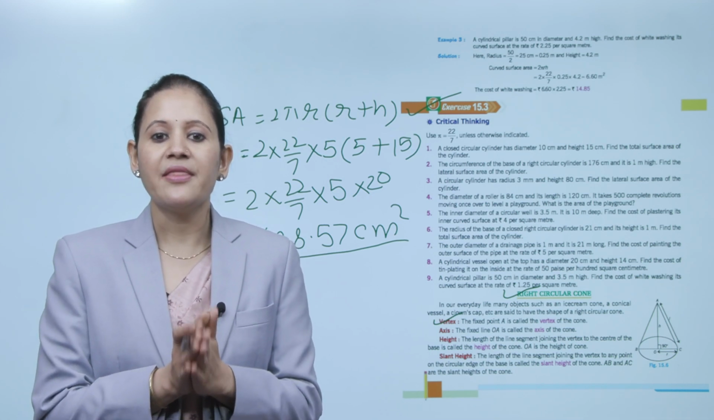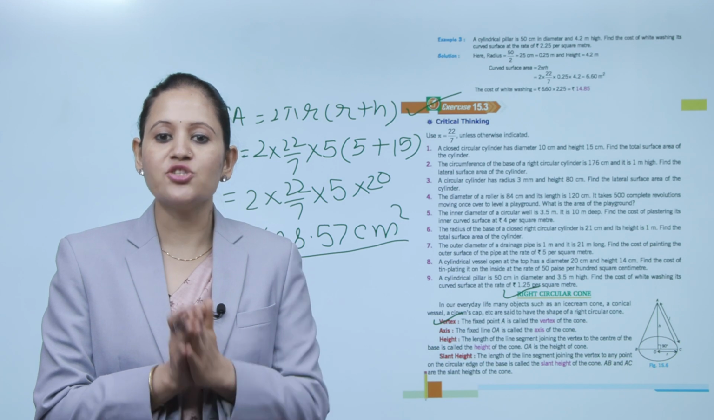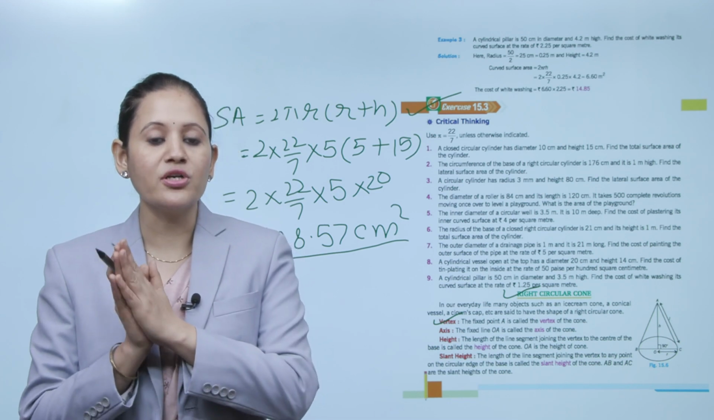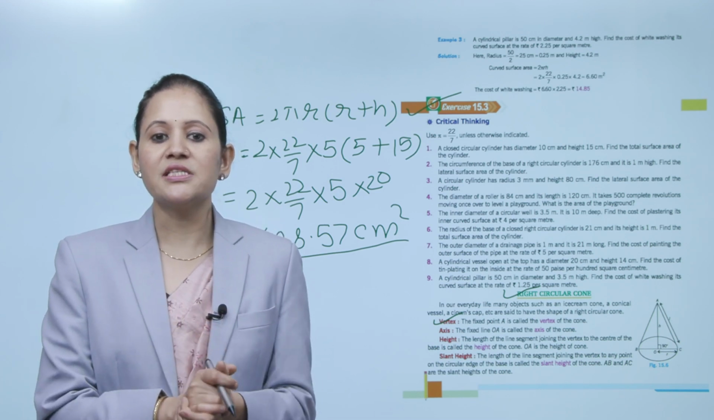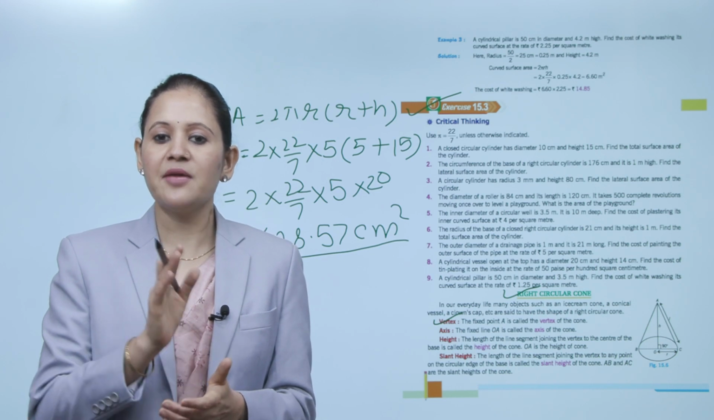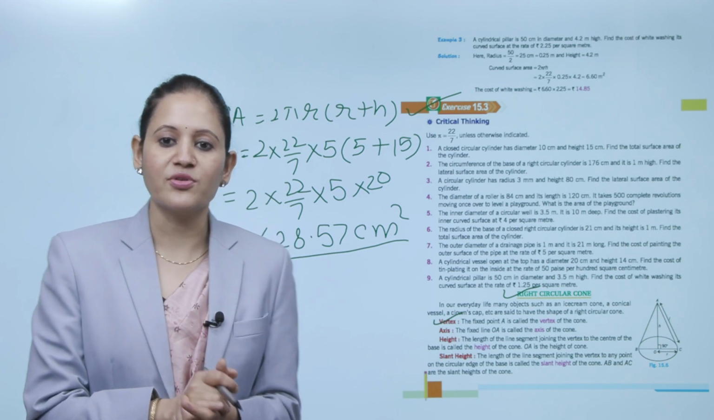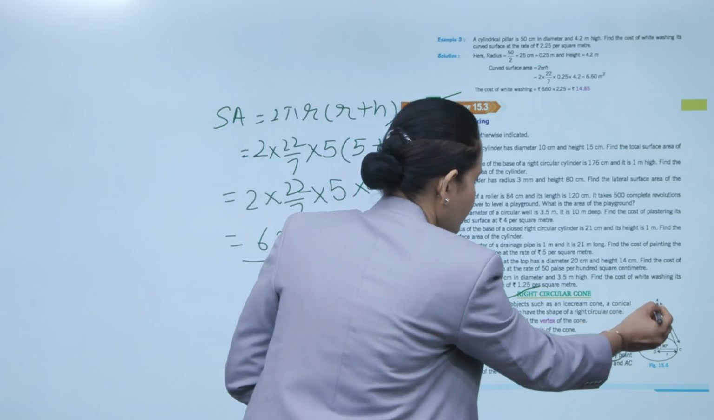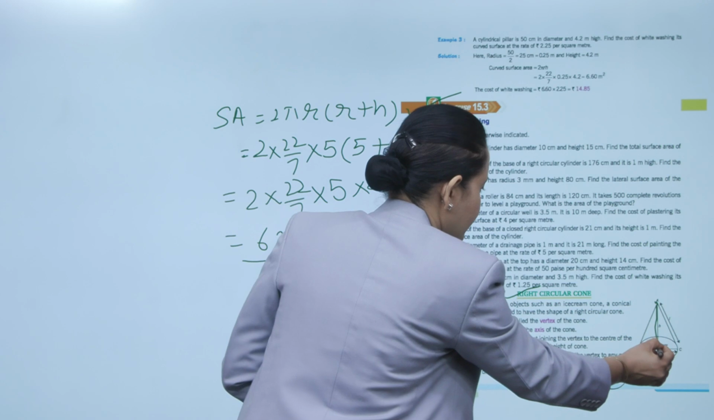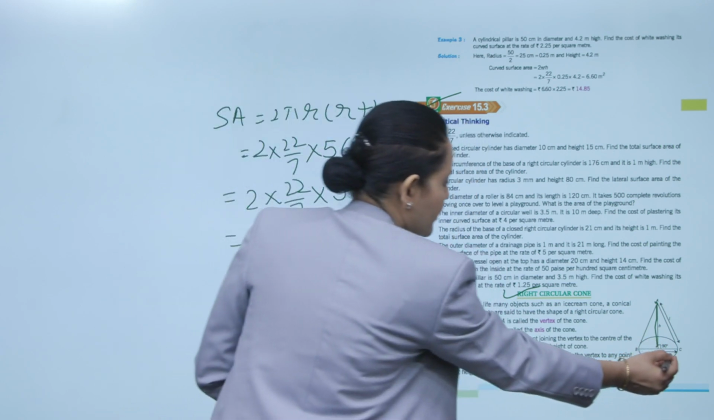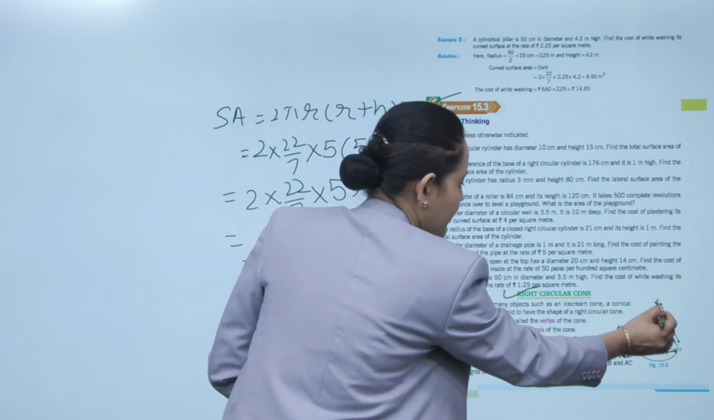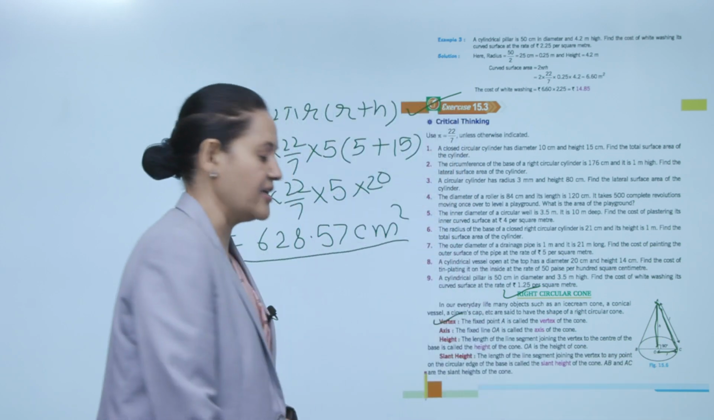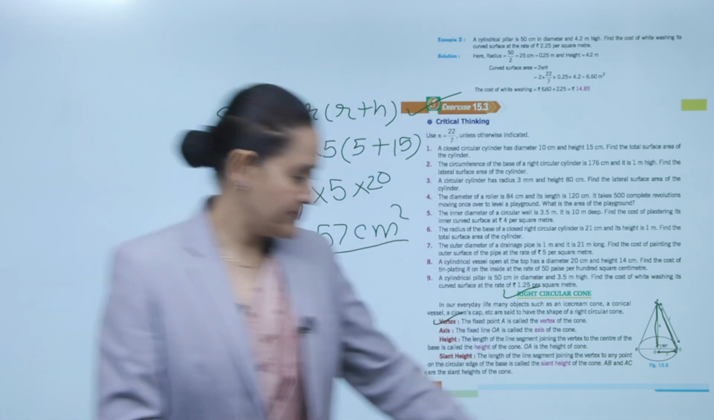Slant height, the length of the line segment joining the vertex to any point on the circular edge of the base is called the slant height of the cone. AB and AC are the slant heights of the cone. So, this is the vertex, this is the height, this is the radius, and this is called the slant height. Clear?